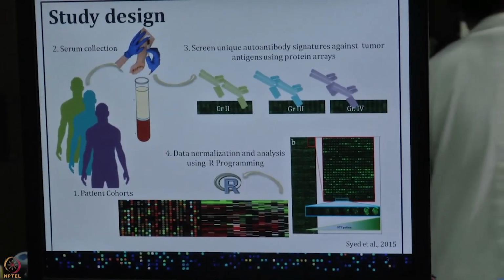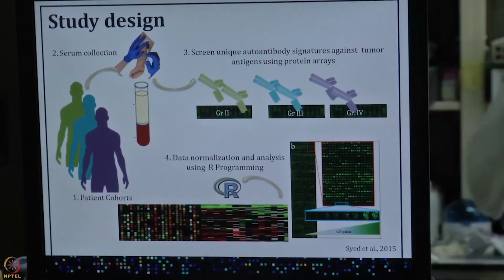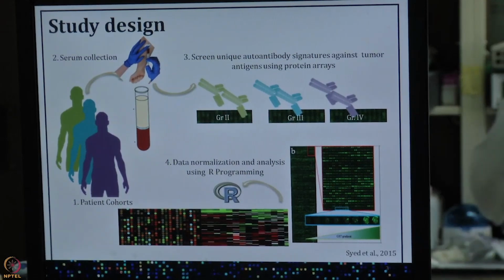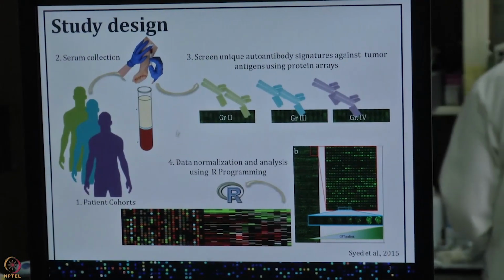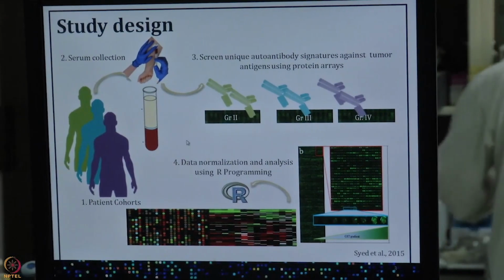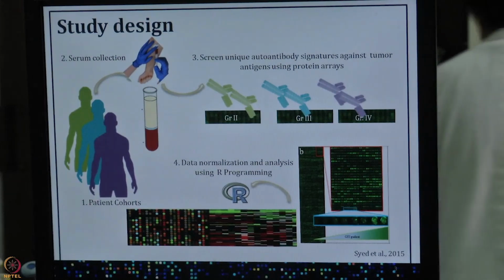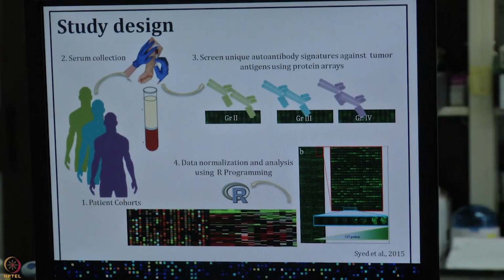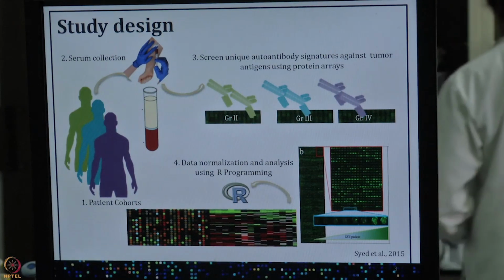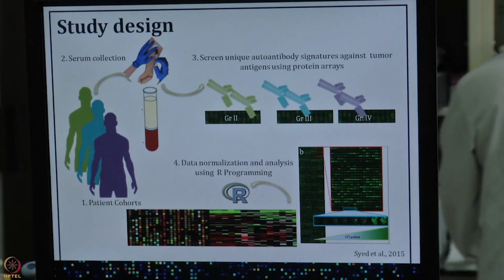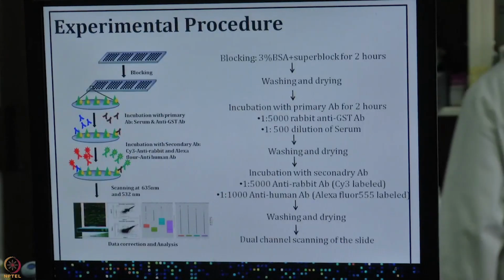So the study design of this experiment will be: we first take a patient cohort, we take sera or CSF from the patient, and then we use these chips which contain around 19,000 protein spots in duplicates. We incubate the slide with the sera, and wherever antibodies are produced against the proteins, the antibody will go and bind to the protein, and then we can detect the signal using Cy3 or Cy5 dyes. So let's talk about the experimental procedure.